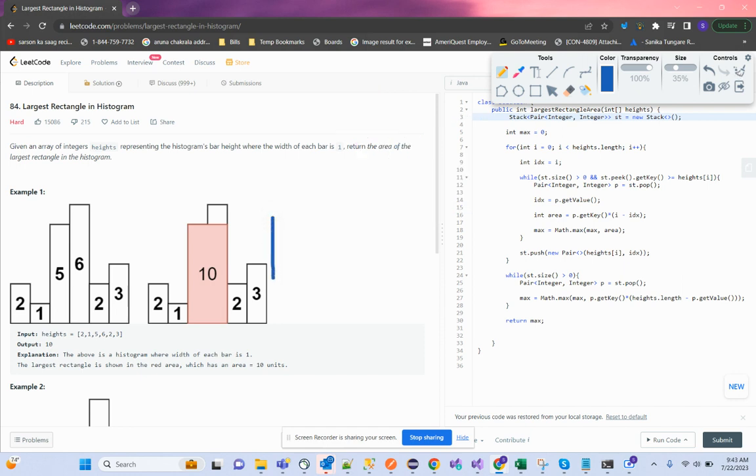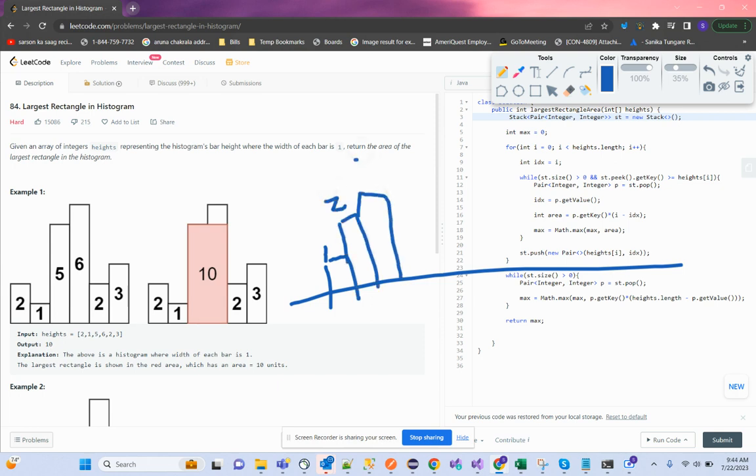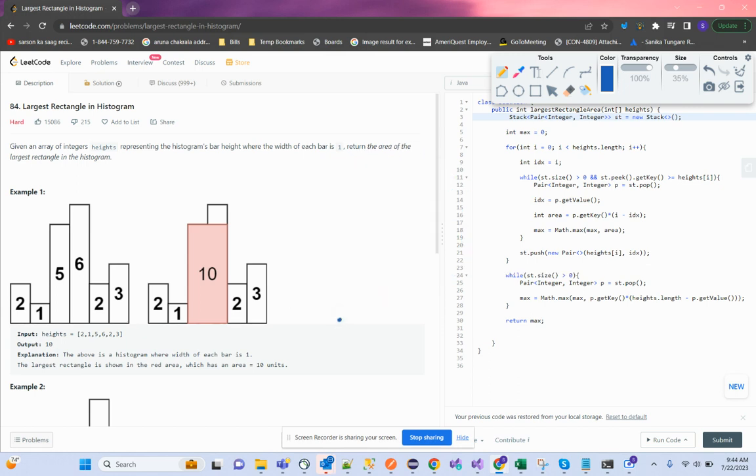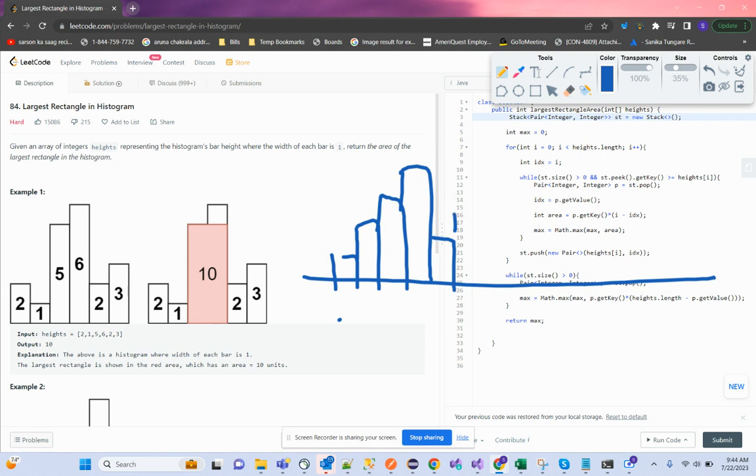Next, let's take another example. Suppose this is the histogram: one height, two height, three height, then four height, and here comes the catch, a smaller height. So this is one, this is two, this is three, this is four, and this is a small one. These are the heights. These are the indices 0, 1, 2, 3, 4.